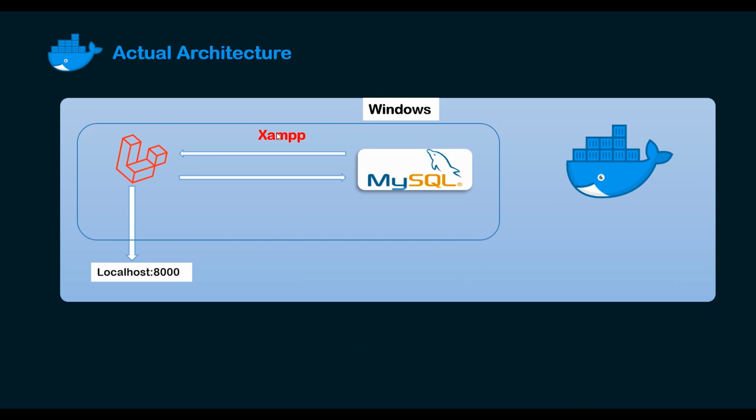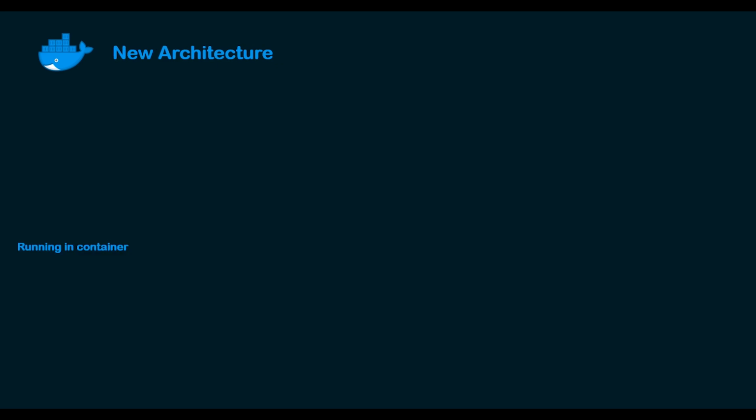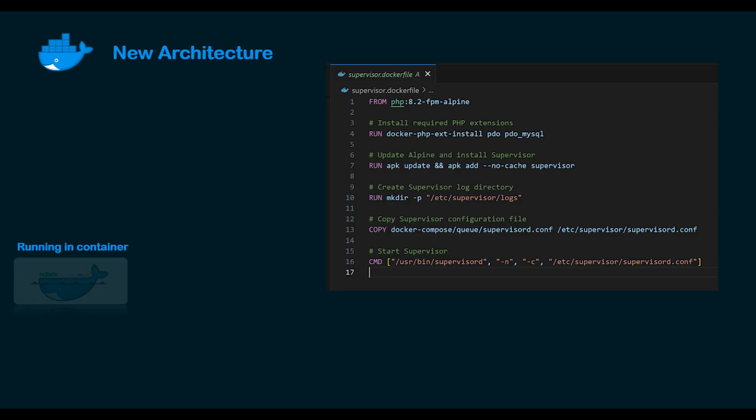And we have here an example Laravel app located inside the exam folder, connected to a MySQL database. And we're exposing port 8000 in order to get access to our app. Now we're going to shift this architecture to a new one. The first thing we're going to do is create an image.